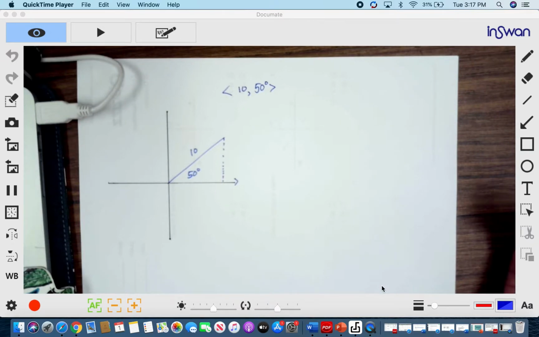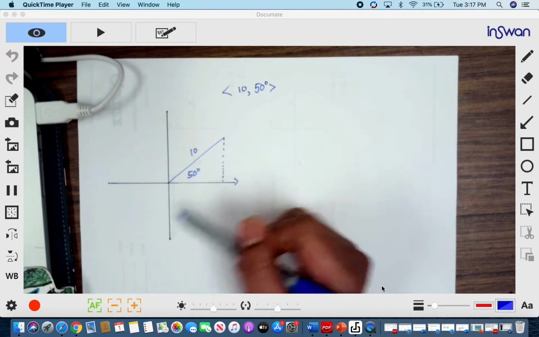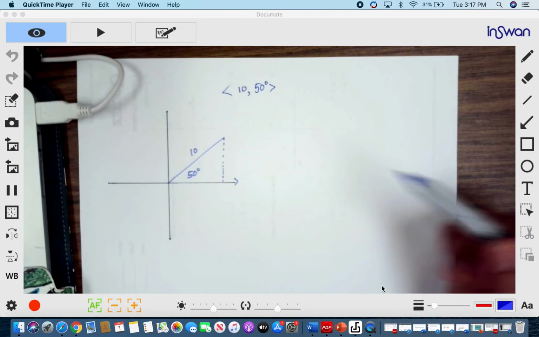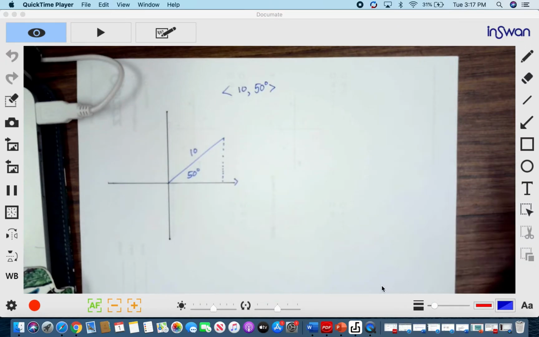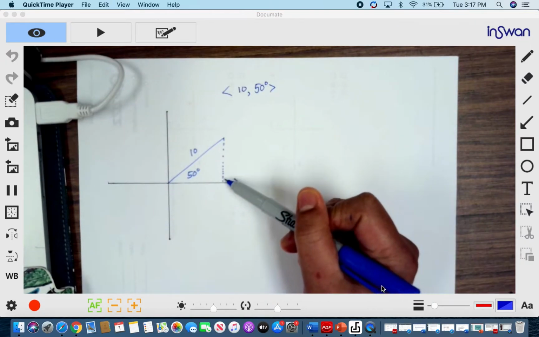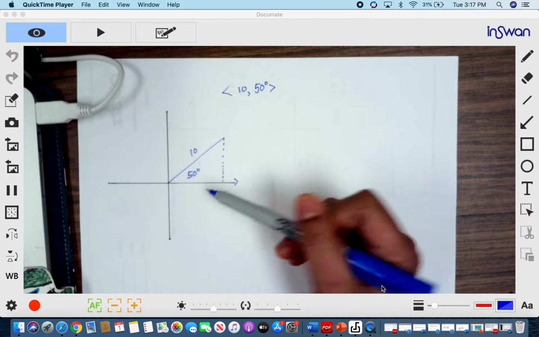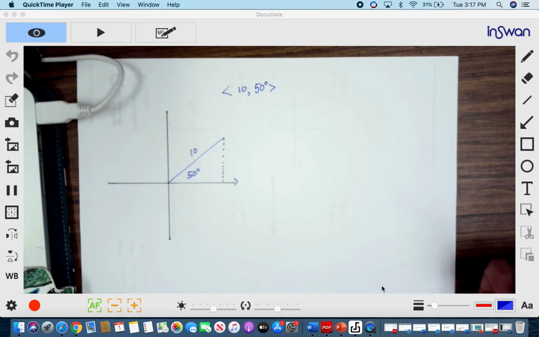That means that all angles are coming from the positive x-axis. That doesn't mean that our angle is always in the first quadrant. It could be in any quadrant. So we will take first an example for an angle in the first quadrant. I would like to find the x component and the y component, and then later on we will extend our understanding to changing this into a complex form.